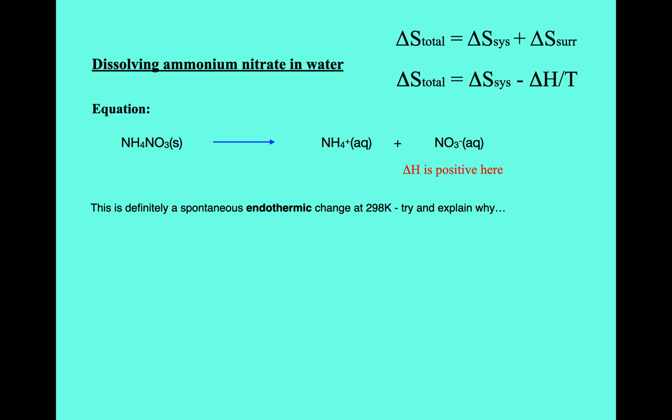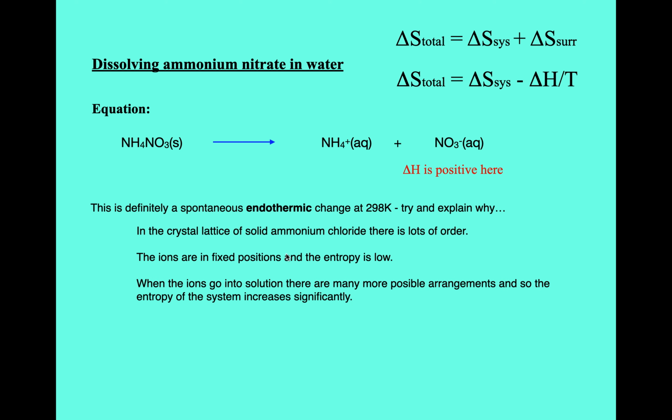So, dissolving ammonium nitrate in water. Okay, it's fairly simple. So you've got a solid ionic lattice, and it breaks down to give aqueous ions. Delta H is positive. Now this is spontaneous at 298K, so now we have to try and explain why it is spontaneous at 298K. We know that, it's a given. In the crystal lattice solid ammonium chloride, there's lots of order. Okay, so this is low entropy. The ions are in fixed position, so the entropy is low.